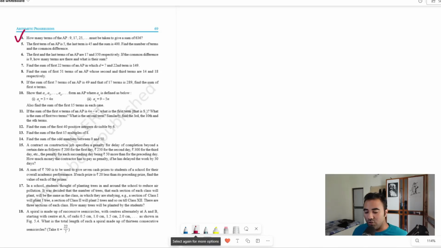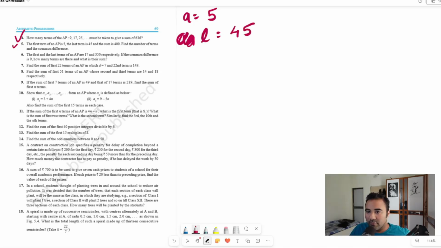Let's go to question number 5. The first term of an AP is given: A is equal to 5, the last term L is 45, and the sum is 400. Find the number of terms and the common difference.